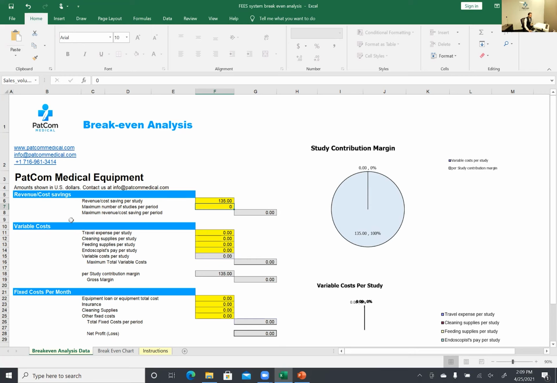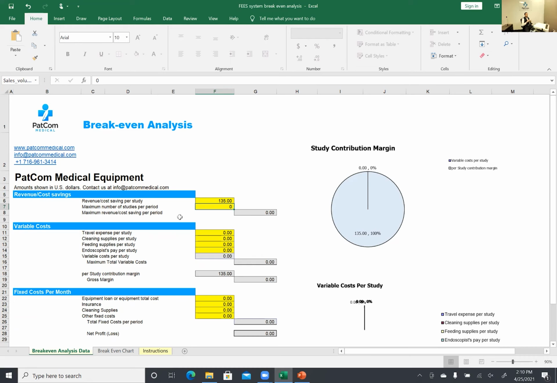Now, the next field here is my maximum number of studies per period. We're looking at it from in acute care here. I want to look at it from a yearly perspective because in acute care, a hospital would usually purchase equipment, and then you want to look at it from a yearly or 2-year perspective rather than monthly. If your facility is leasing or renting, then you can look at it from a monthly perspective. But let's look at it yearly in acute care.